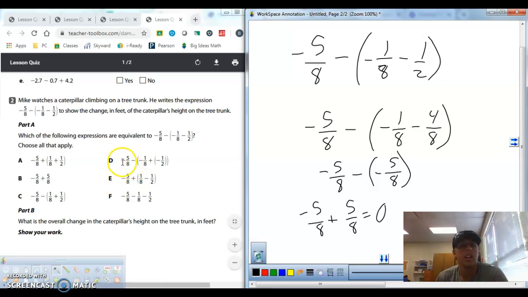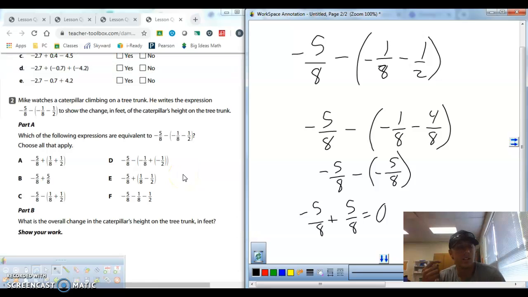Okay, letter D. The only difference they did in letter D is they took this minus 1/2 at the end and they made it plus negative 1/2. Is there any difference in that? Subtracting a positive is the same as adding a negative. So all these rules you've been learning, they're starting to creep up into these next lessons, and that's going to happen through the whole year. These are tough questions here, okay, and you really got to know what you're talking about. All right, so right now we have A, B, and D as correct answers.